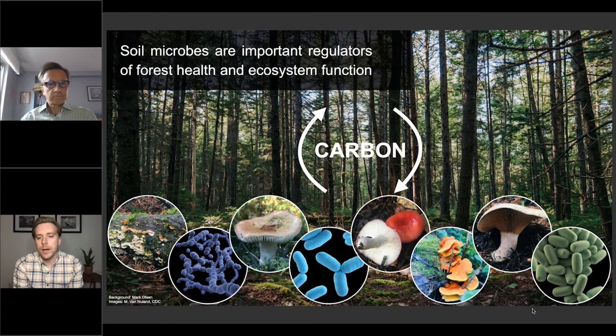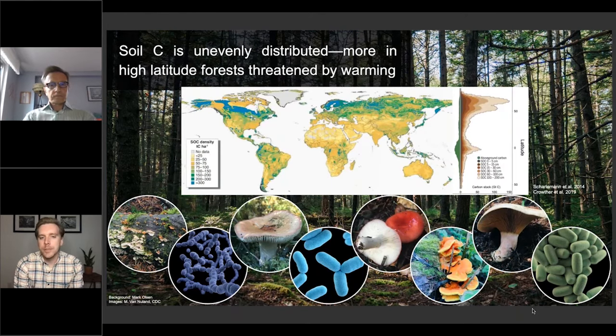They respire CO2 into the atmosphere, but they also help stabilize carbon below ground through the decomposition and turnover of complex organic molecules. And so if we want to understand how soil microbes respond to environmental change, like climatic warming, an important area to look is spots with lots of soil carbon. And here it's important to point out that soil carbon is not evenly distributed across the world, that there is a lot more of it in high latitude forest systems.